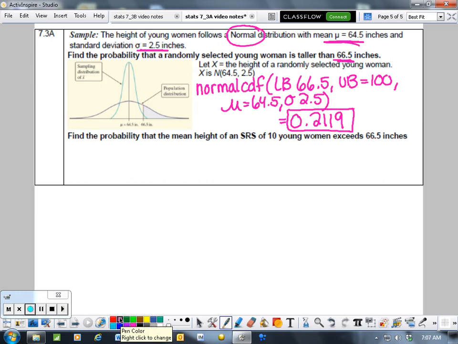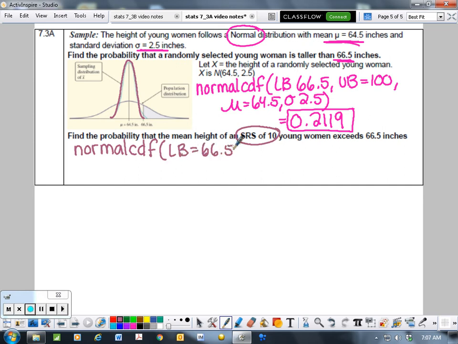And then our last one now is to find the probability of the mean height of a simple random sample of 10 young women. So now we're doing the sampling distribution, so we're going to use the normal CDF. Just like before, the only thing that's going to change is the standard deviation, because now with our sampling distribution, this thins up and becomes way more normal and less spread, just like we saw earlier. So our lower bound, again, 66.5. Our upper bound, 100. Our mean, 64.5. And now our standard deviation is going to be 2.5 divided by the square root of 10.